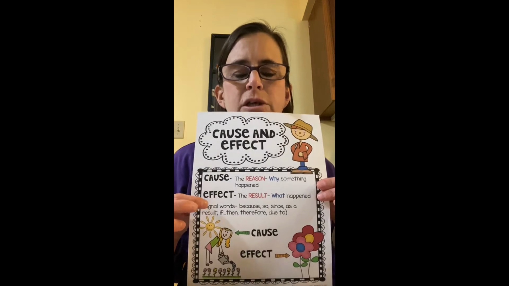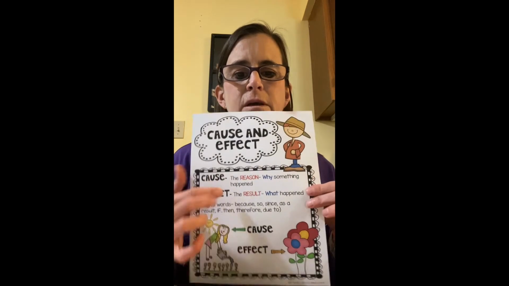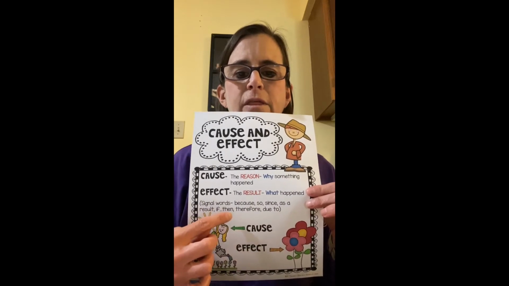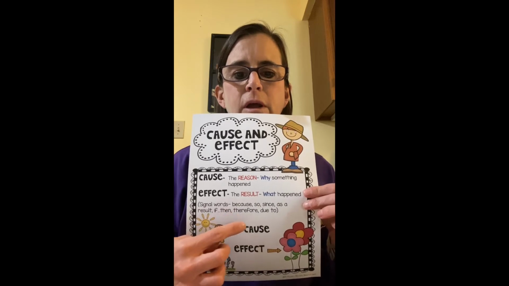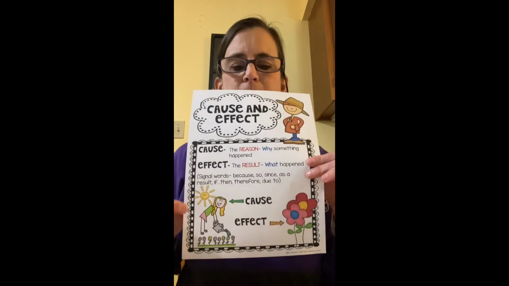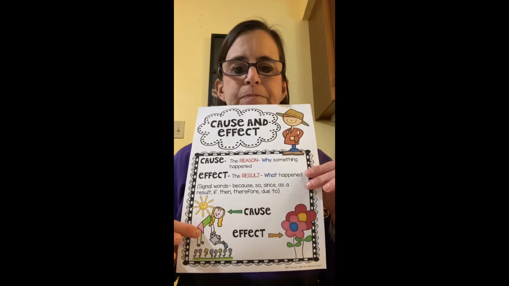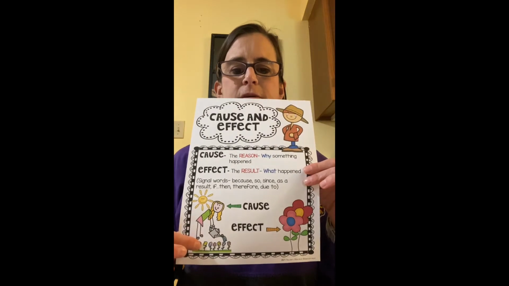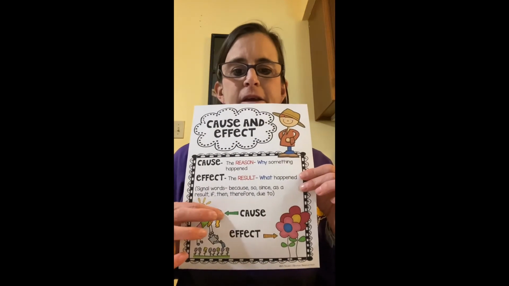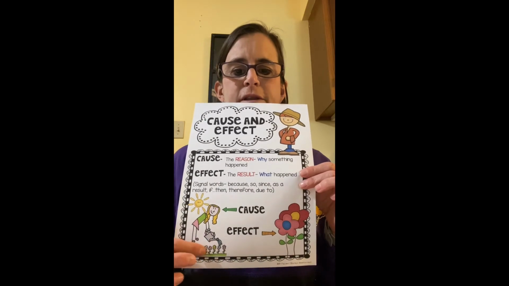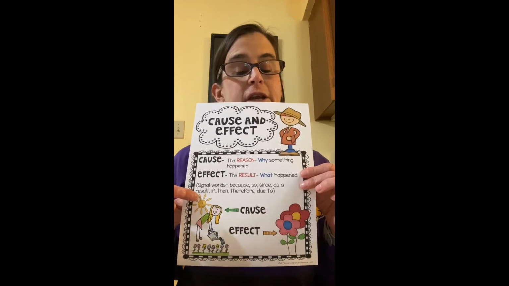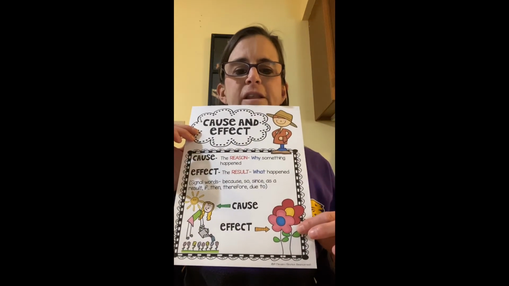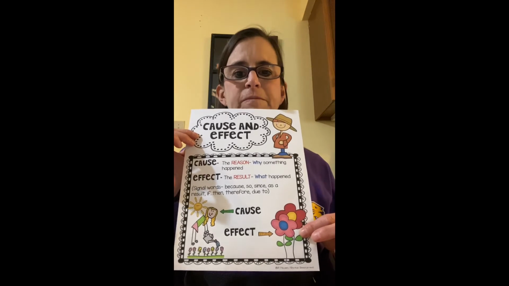Some signal words that you might see are because, so, since, as a result, if, then, therefore, and due to. So looking at our beautiful picture here, we've got this lady over here watering some flowers on a beautiful sunshiny day. So the cause, she's watering these beautiful flowers on a beautiful sunshiny day. And the effect is, look at those beautiful flowers. They have grown extremely tall.